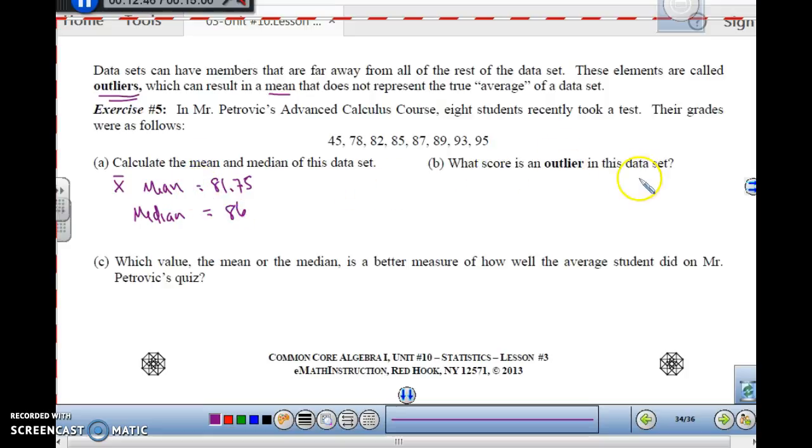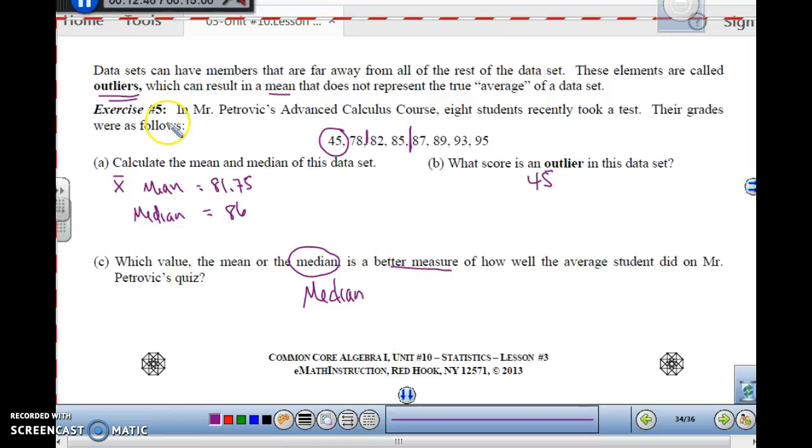So what score is an outlier in this data set? What score is making the mean be so much different from the median? Well, it would be the 45. If you do the 45 on that and add in 45, that's going to lower your average. So which value, the mean or the median, is a better measure of how well the average students did in Mr. Petrovic's quiz? Well, it would be the median. If I wanted to look at my values here, the 45 pulls the mean, the average score, down to about here. Now, most of the data falls way above that. But if I look at 86, most of the data falls around that more. So the median is actually going to be a better measure.